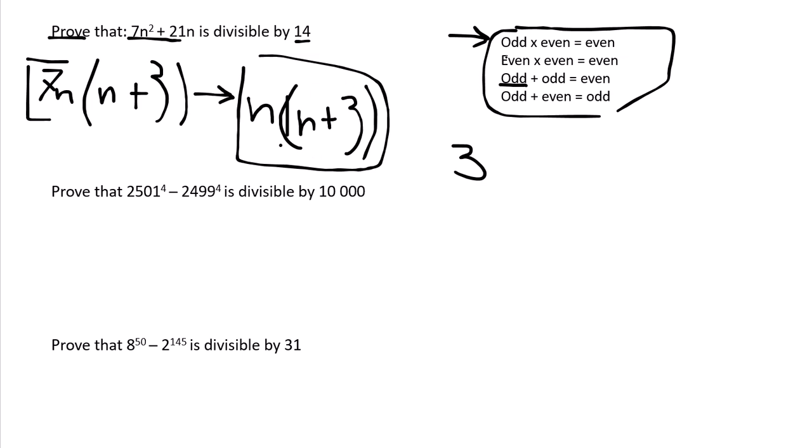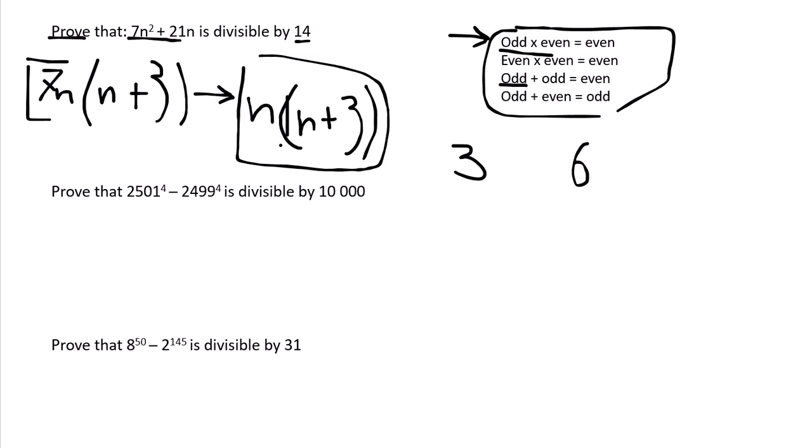And then even times odd, you see it here, is an even number. Then you know that 7 will be multiplied by an even number, so you already know this is divisible by 14. And what about the case where we take an even number?